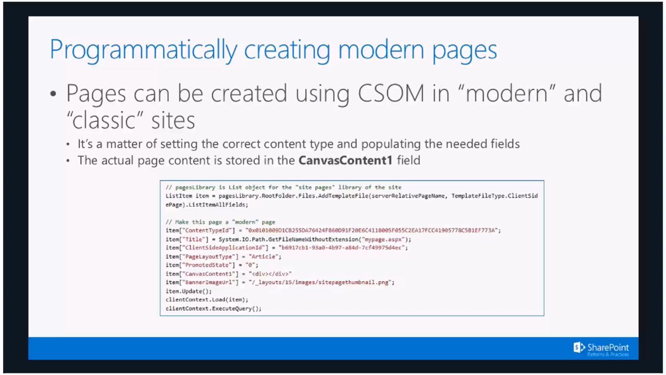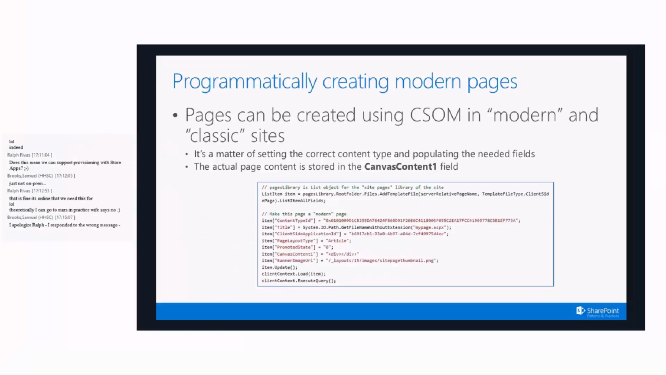And actually that turned out to be relatively simple, because what is a modern page? It's a list item in the site pages library list. So essentially, we have this add template file method, which is the first line of the code that I pasted in, which gives you a list item in the pages library. Then the trick is to set the right content type. Modern pages do have a different content type compared to wiki pages, which also implies that you can still mix and match different types of pages in one library if you would like to do so. But if you want to create a modern page, it's just the content type to use.